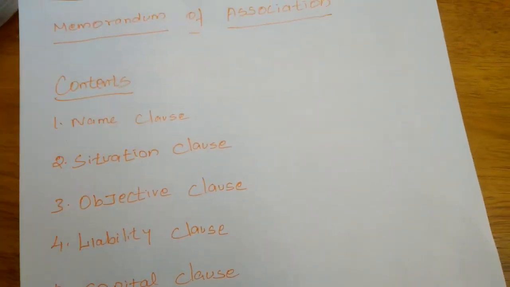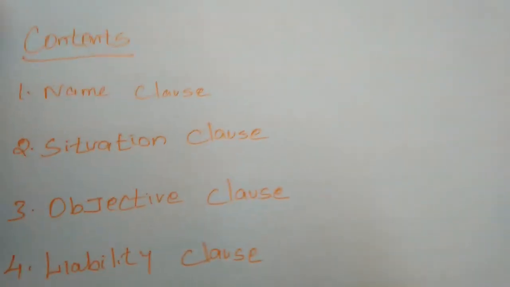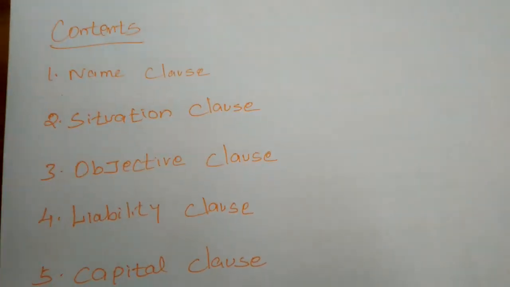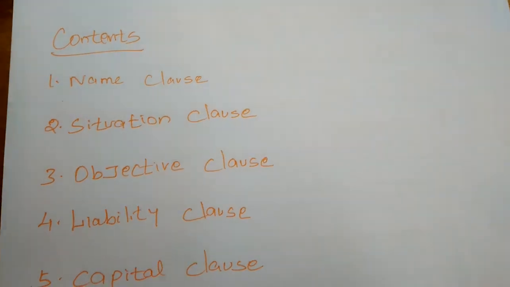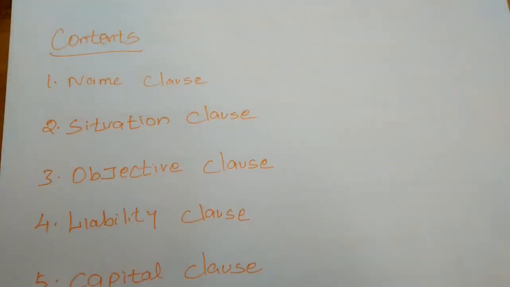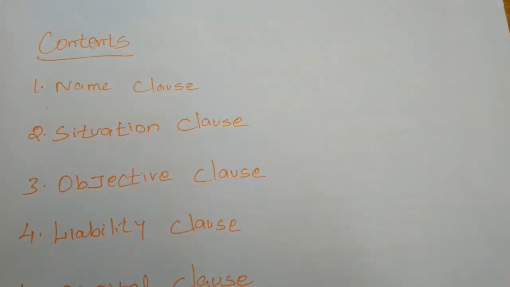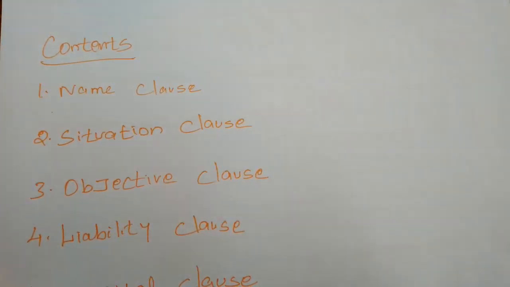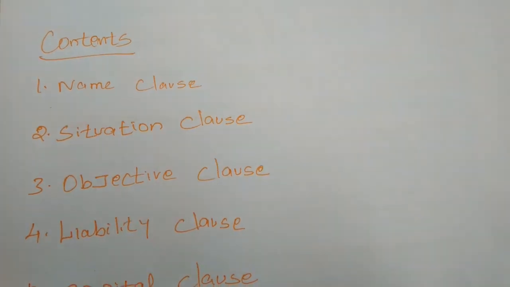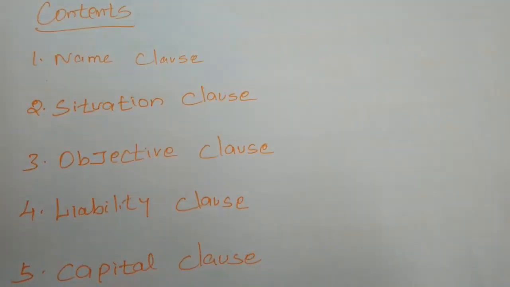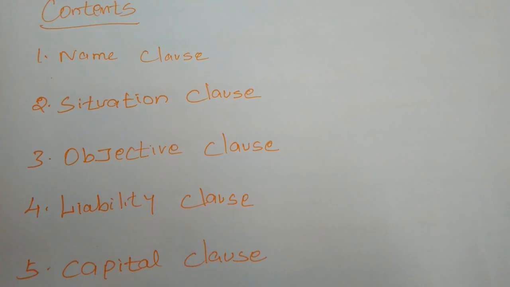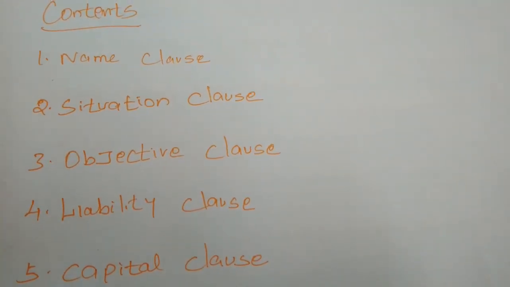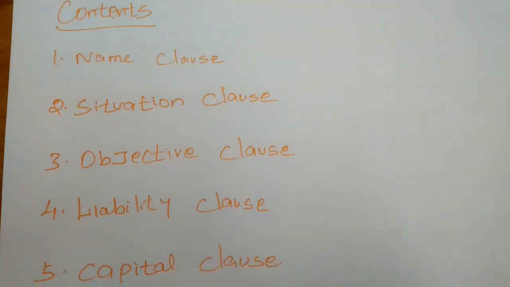Next, the contents of the memorandum of association. In this document, what are the contents that have to be mentioned? First one is the name clause. The name clause requires stating the legal and recognized name of the company. We have studied that partnership organizations, a limited or unlimited company, one of the names will be there. That name must be mentioned in this name clause.